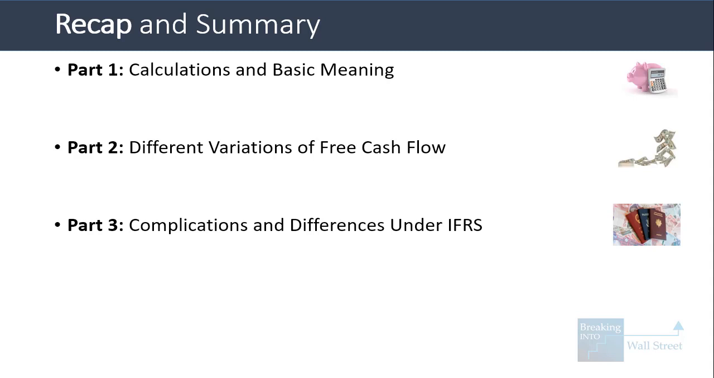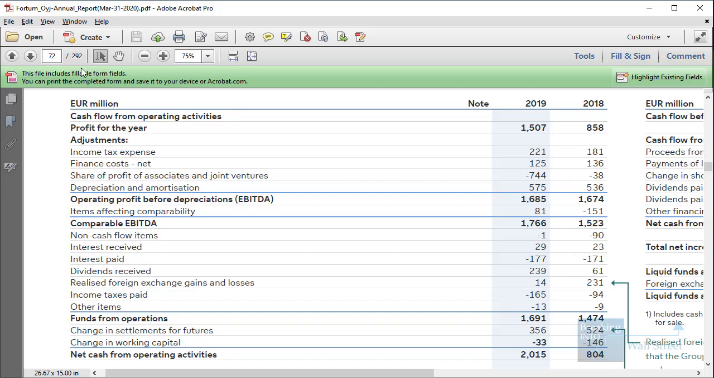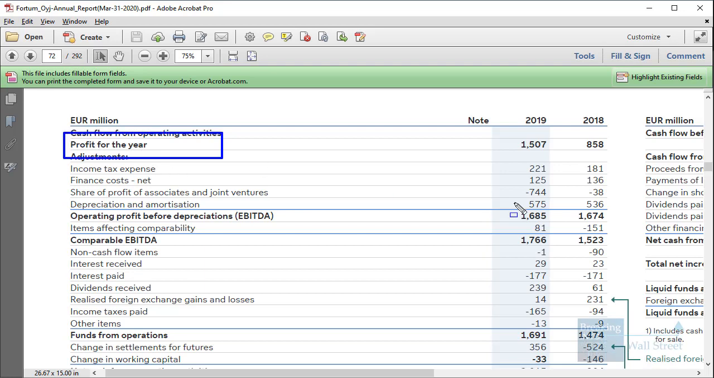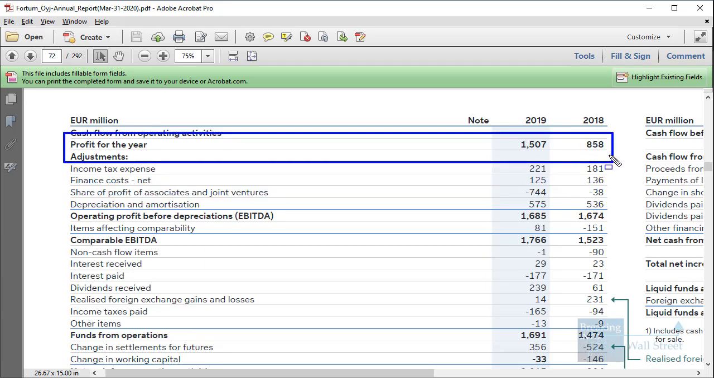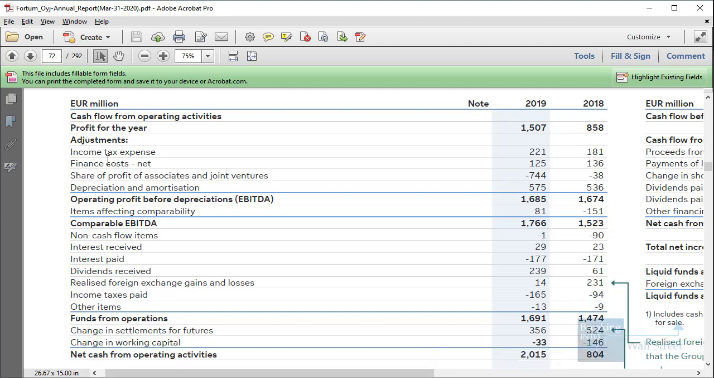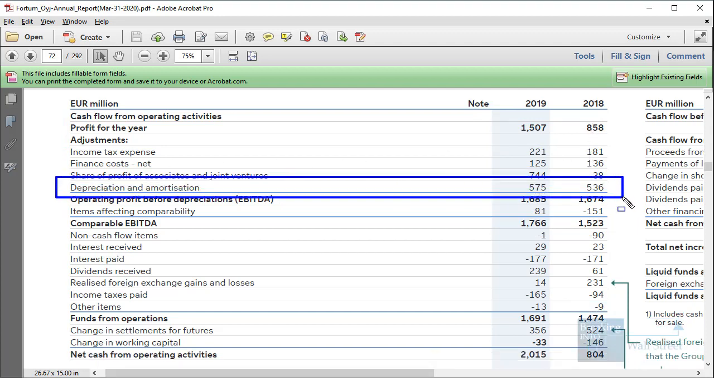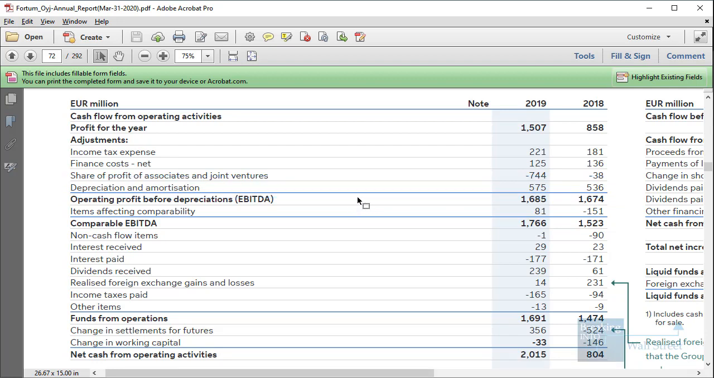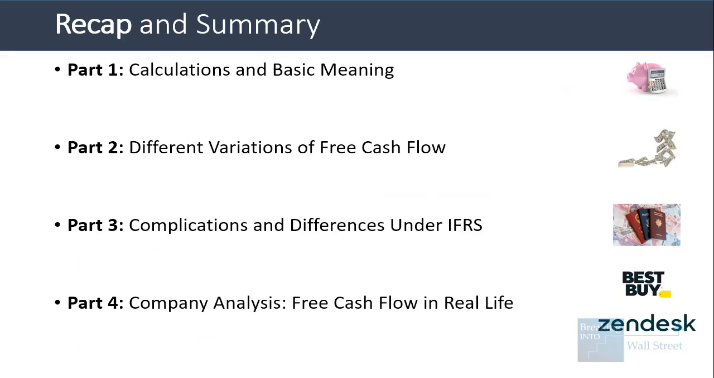Under IFRS, you have to be careful because many companies will start their cash flow statements with something other than net income. Fordham did not do it here, but you will run into that in many cases, so you may need to adjust for that. Also, with depreciation and amortization, this will include lease depreciation under IFRS, so you will need to subtract that when you make these calculations.